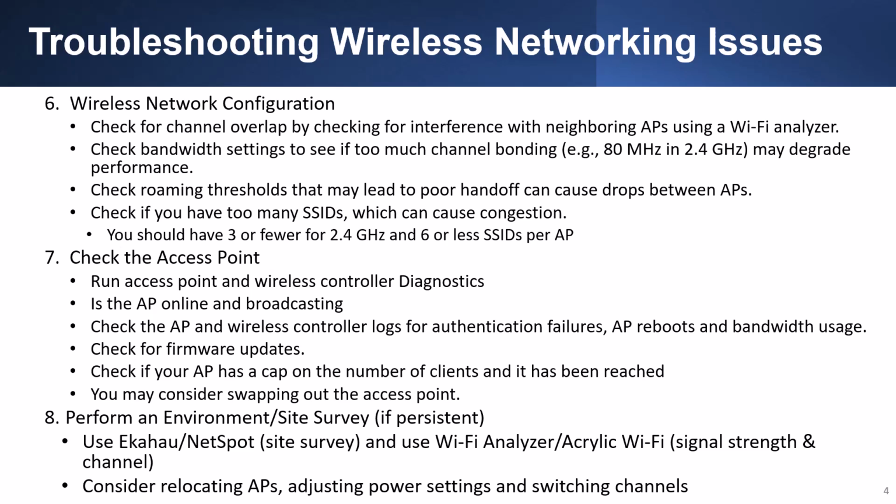Perform an environment or site survey if persistent. Use Ekahau or NetSpot for a site survey and use Wi-Fi analyzer or Acrylic Wi-Fi to check signal strength and channel. Consider relocating APs, adjusting power settings, and switching channels.